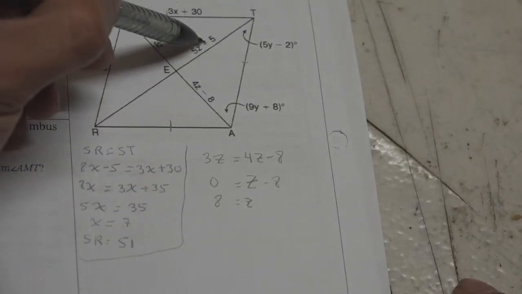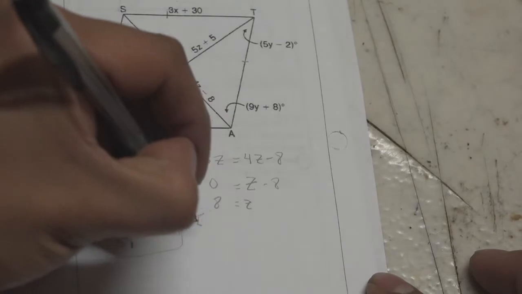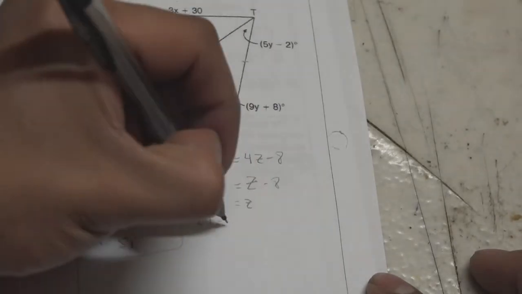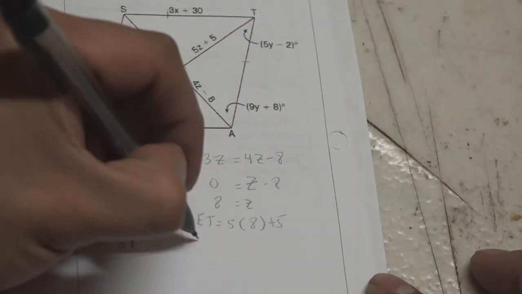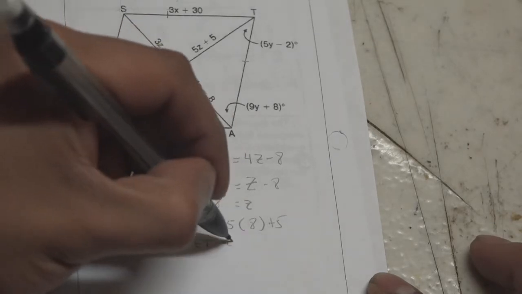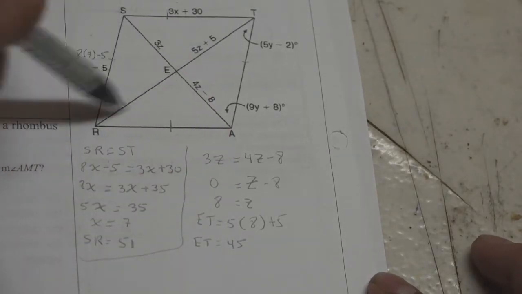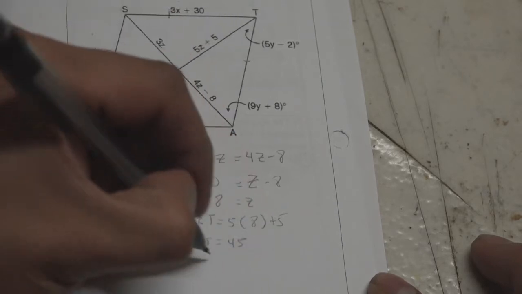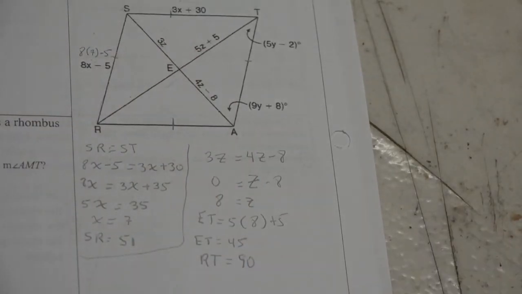Here we have 5z plus 5. So ET is equal to 5z, which is 5 times 8, plus 5. So ET is 45. So if this is 45, this segment must also be 45. So I can say that RT equals 90. They didn't give me the measures in terms of units, like inches or centimeters, so I'm just saying it's 90 units.